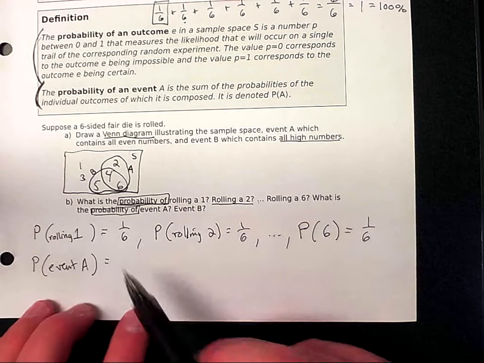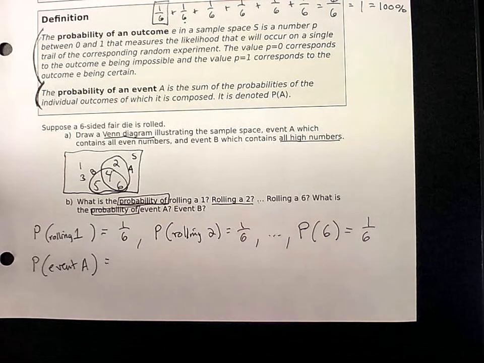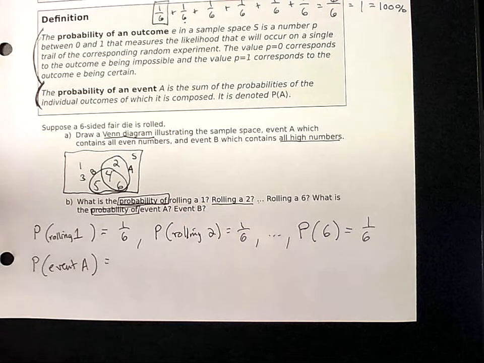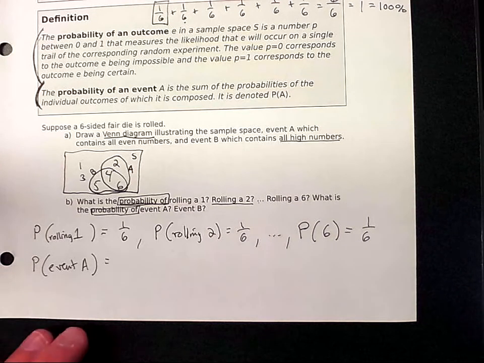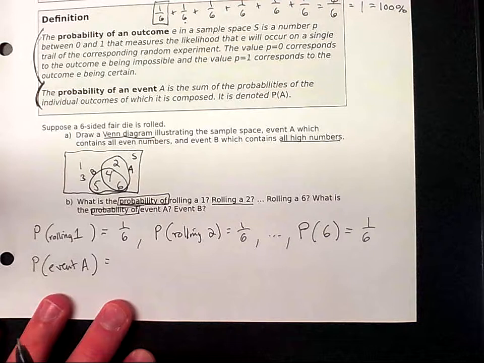All right, so if I wanted to find the probability of an event, how do I find the probability of an event? How do you find the probability of an event? You add the probability of all of the different possible outcomes that would be that event. Awesome. So we're going to add up the probabilities of all of the outcomes in that event.